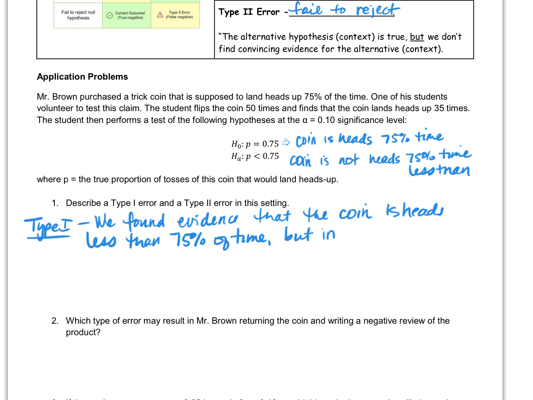But in reality, because we were wrong, what was the truth? If we found evidence that it's heads less than 75% of the time, but in reality, it is heads 75% or more. It's the opposite. See what we did? We just said the opposite. So the hardest part of this is figuring out what's the first phrase. Which way is it the first way? And then you say, but in reality, it's, and then you fill in the gaps with the opposite. All right? We'll pick up from here tomorrow.